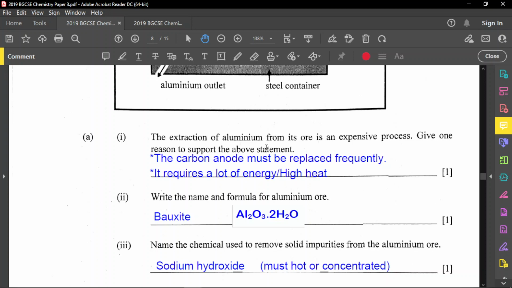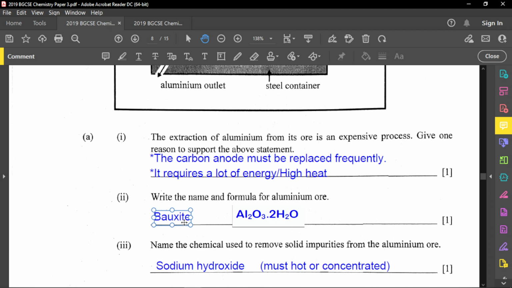You have to dig for that. You have to transport it, right? And then you have to separate the impurities and all of those things. So it's a long process. It takes time and goes through stages. Now for part 2, it's to write the name and formula of the aluminum ore.